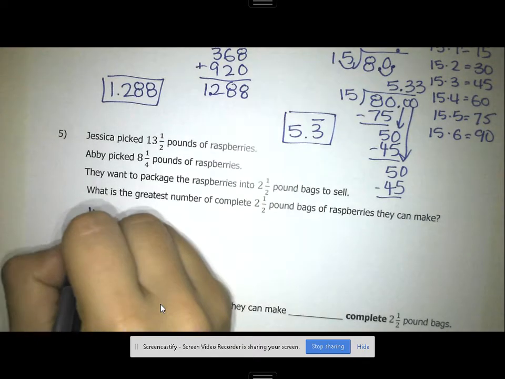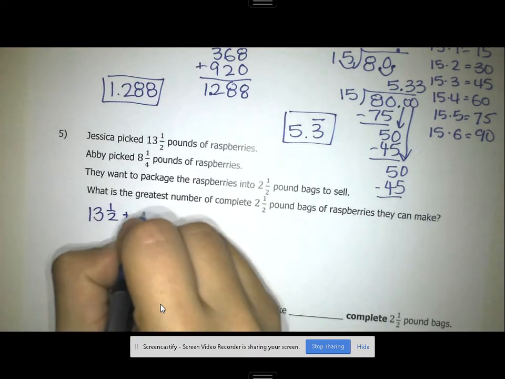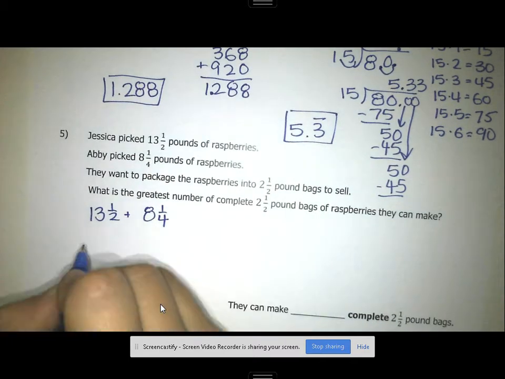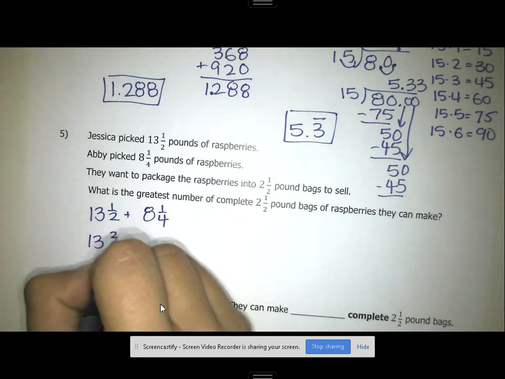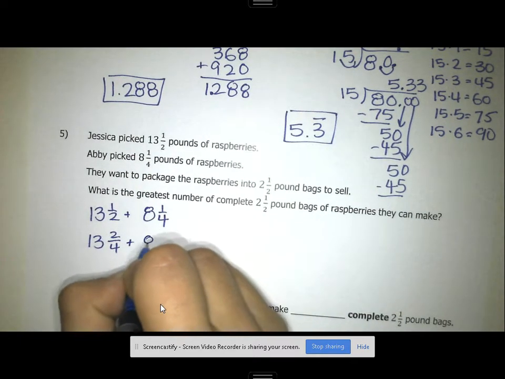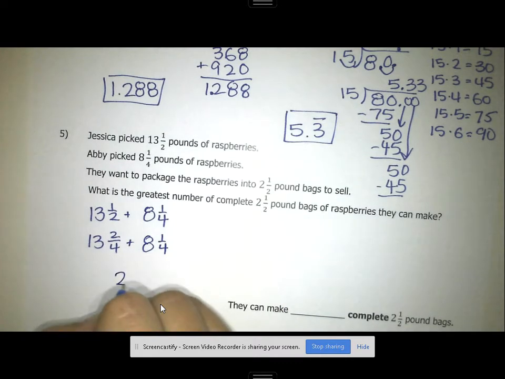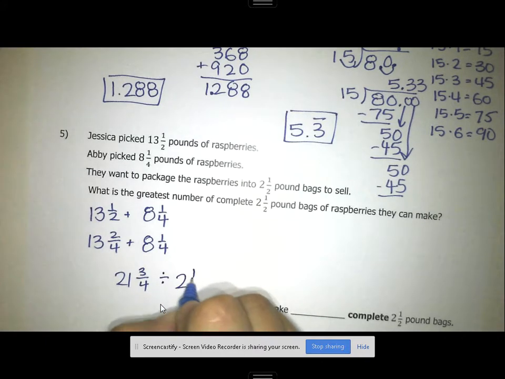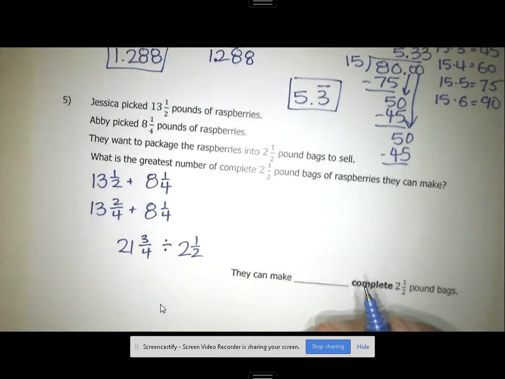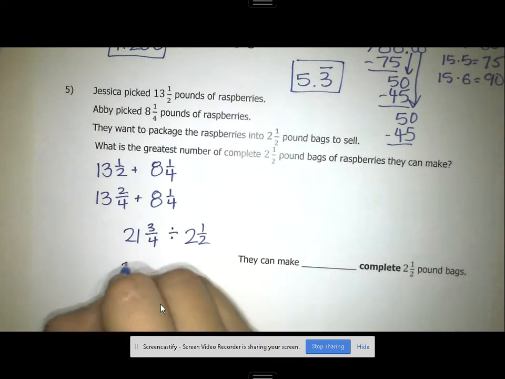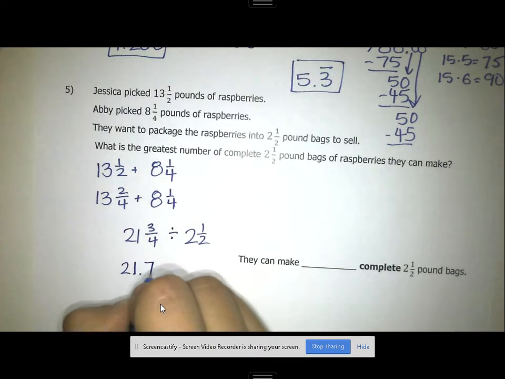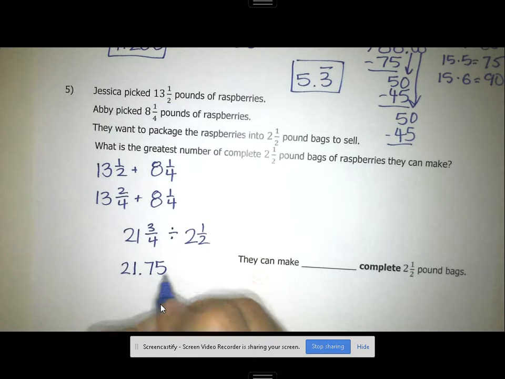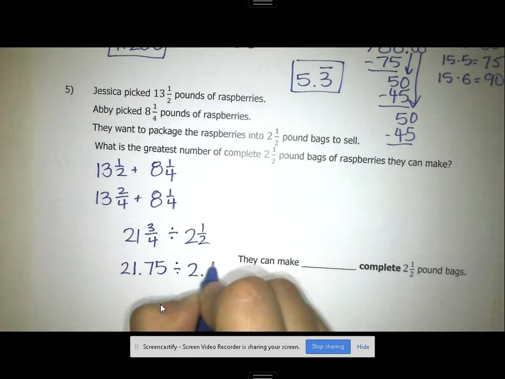Well, first let's find out how many raspberries they have. In order to do that, we need a common denominator for these fractions. And we find out they have 21 3/4 pounds of raspberries. And they want to divide these into 2.5 pound bags. If you're more comfortable working with decimals, you can transfer these into 21.75 divided by 2.5.